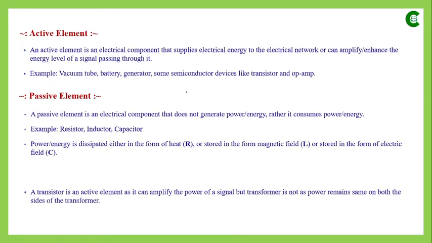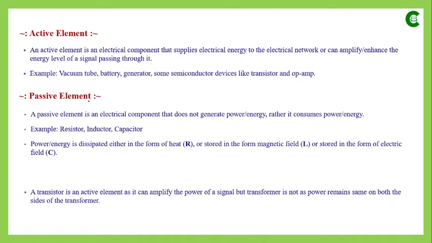If we take the example of a transistor, it may seem that the transistor, like a battery, doesn't supply electrical energy to the network, but a transistor can amplify the power of a signal that passes through it. So the transistor is an example of an active element.